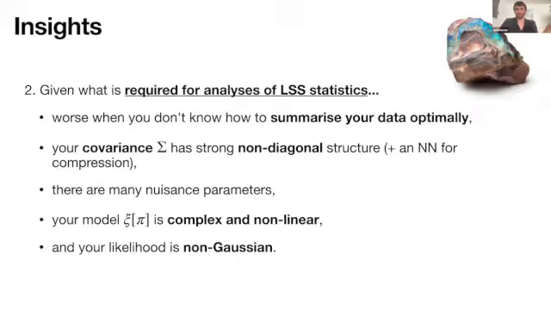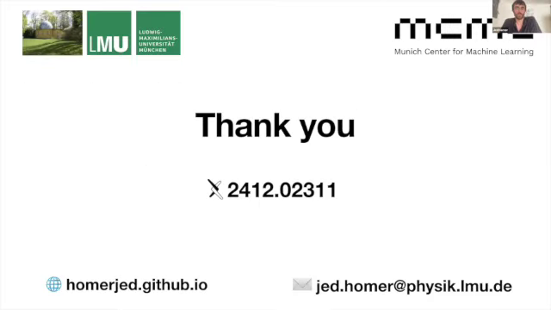That's kind of like the important part of this whole paper, I think, given that you really need to be doing compression for SBI. It's even worse when your covariance has a strong non-diagonal structure here, or you use a neural network for compression. I didn't talk about these results, and I can, later if people are interested. And this will get a lot worse if there are many nuisance parameters. And obviously, if your model is complex and nonlinear and your likelihood's non-Gaussian. But yeah, that's kind of everything I wanted to show today.